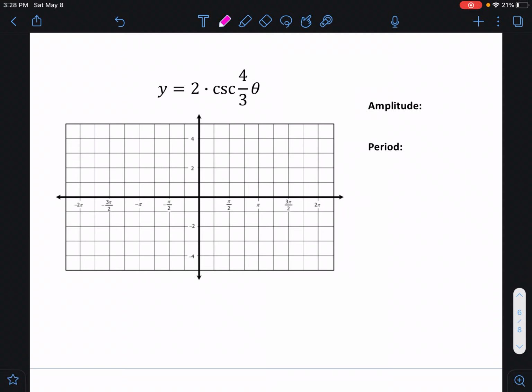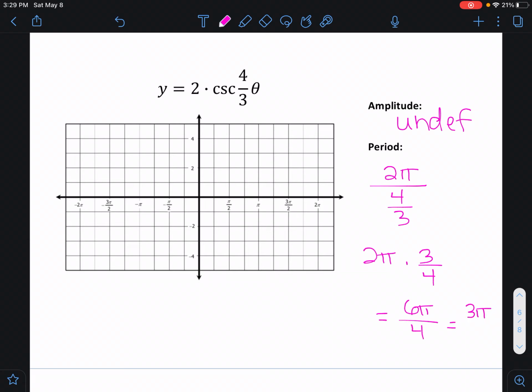So, all right, here we go. Now, all of these will have asymptotes in there, so make sure that you're drawing those in there. The amplitude here is undefined. I know that, but I want to keep that in mind too. Okay, my period is going to be 2 pi divided by 4 over 3, which would be 2 pi times 3/4. So that's going to give me 6 pi over 4, also known as 3 pi over 2. Okay, so my period would be 3 pi over 2.